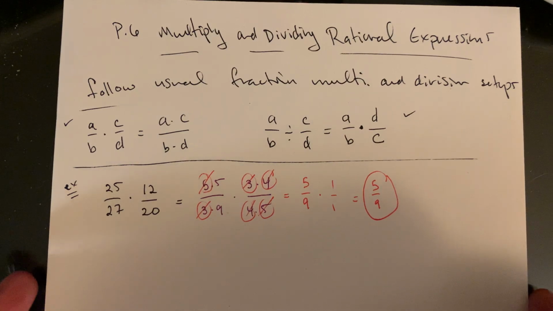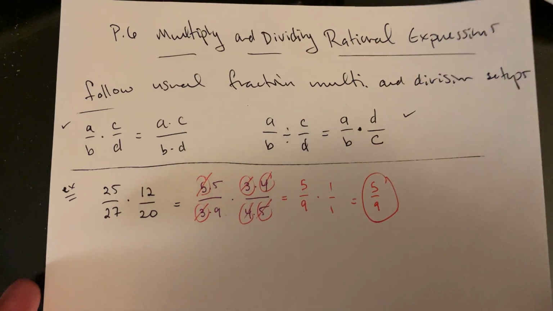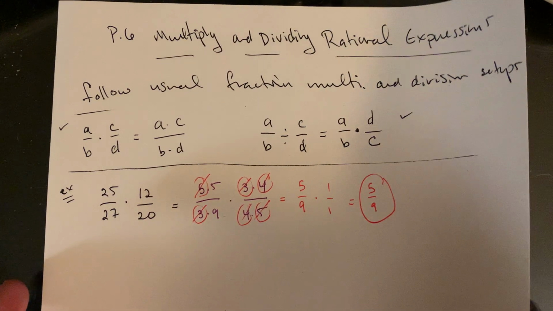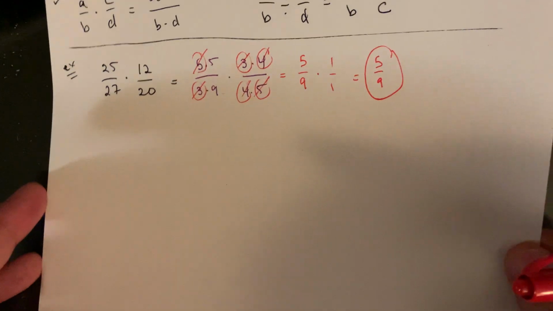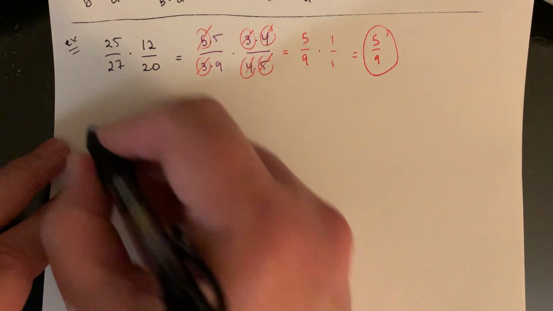So that same kind of process that we would do for a fraction, factoring it out and looking for any common factors to cancel away, we're going to do that exact same thing here for our rational expressions. So let's keep that in mind, and let's see what we've got.